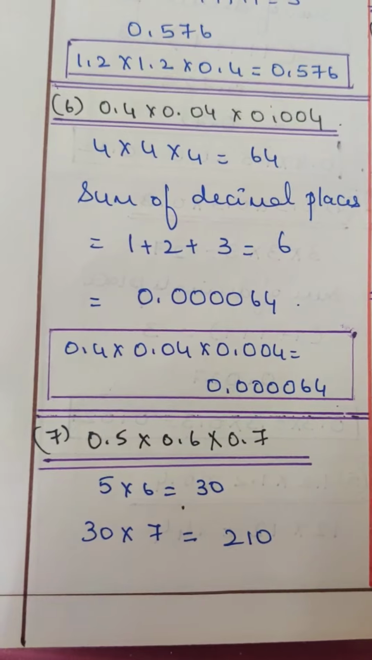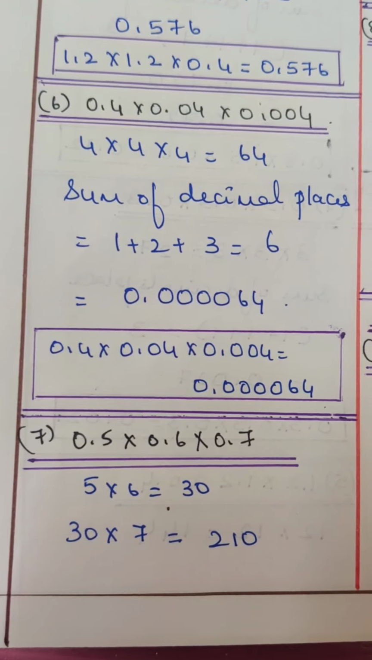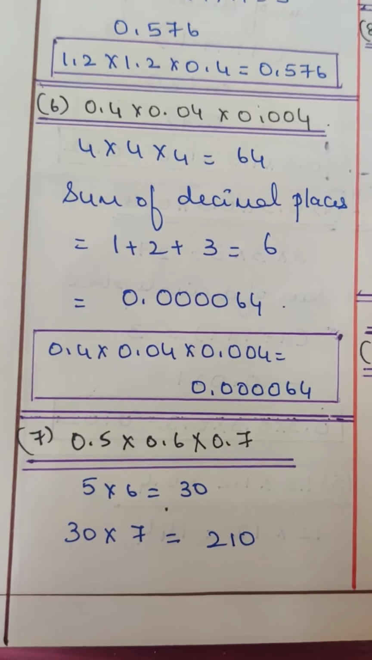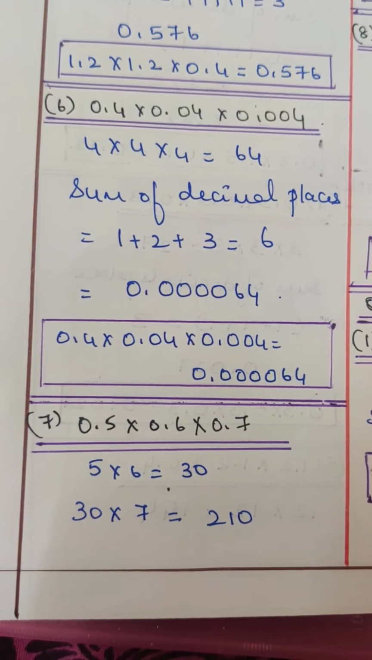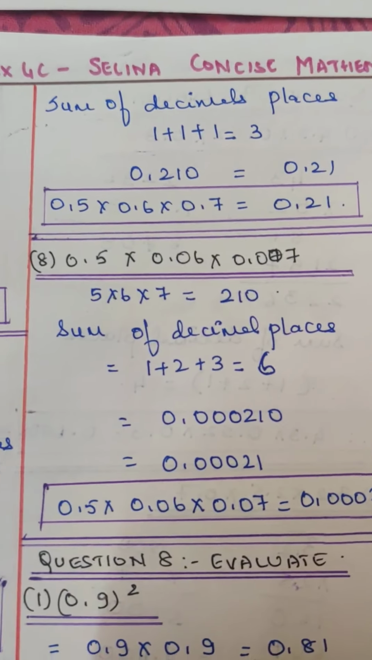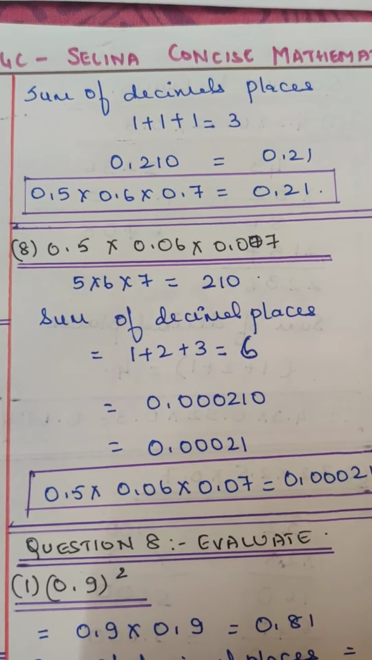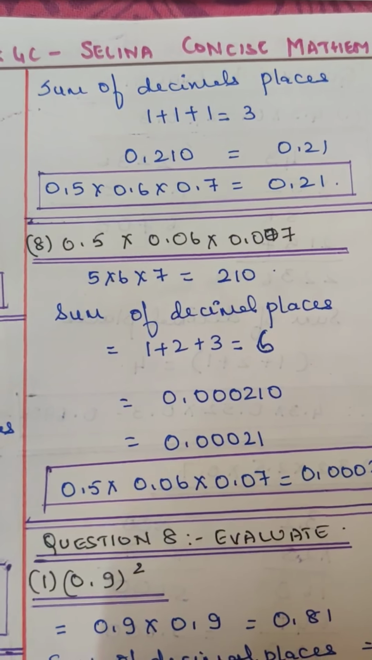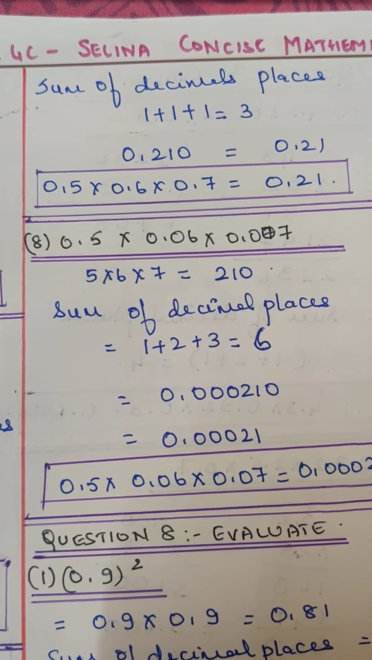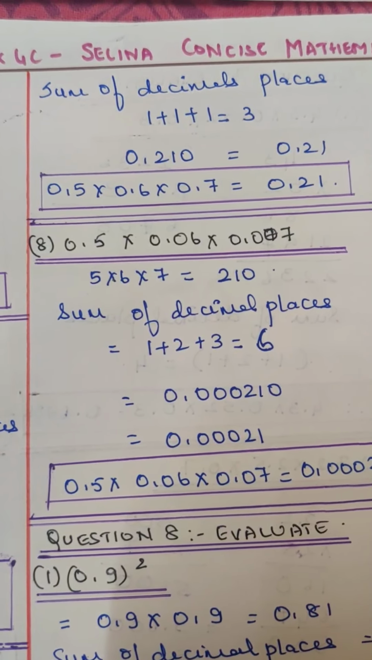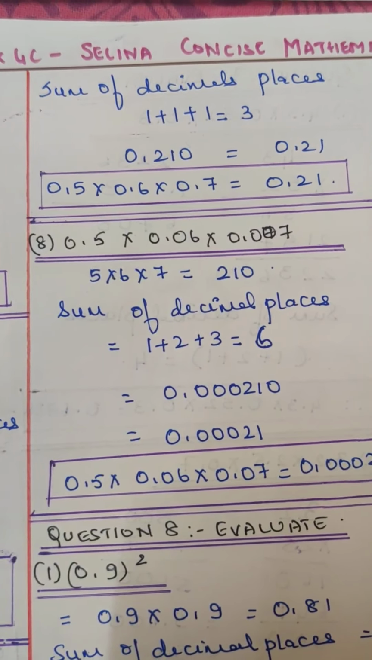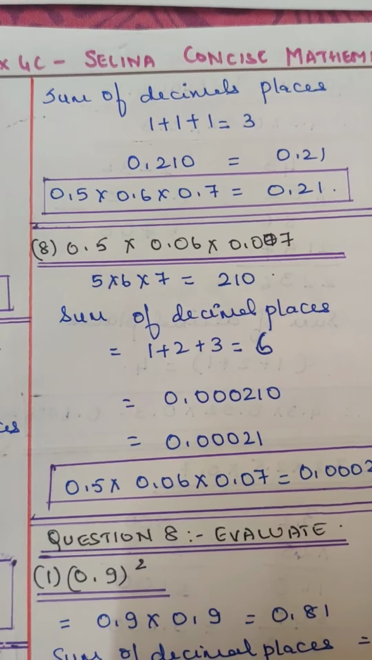The seventh one is pretty easy. 0.5 into 0.6 into 0.7. 5 into 6 is 30. 30 into 7 is equal to 210. Sum of the decimal places is equal to 1 plus 1 plus 1, that is equal to 3. Therefore, it becomes 0.210, that is equal to 0.21. Therefore, 0.5 into 0.6 into 0.7 is equal to 0.21.